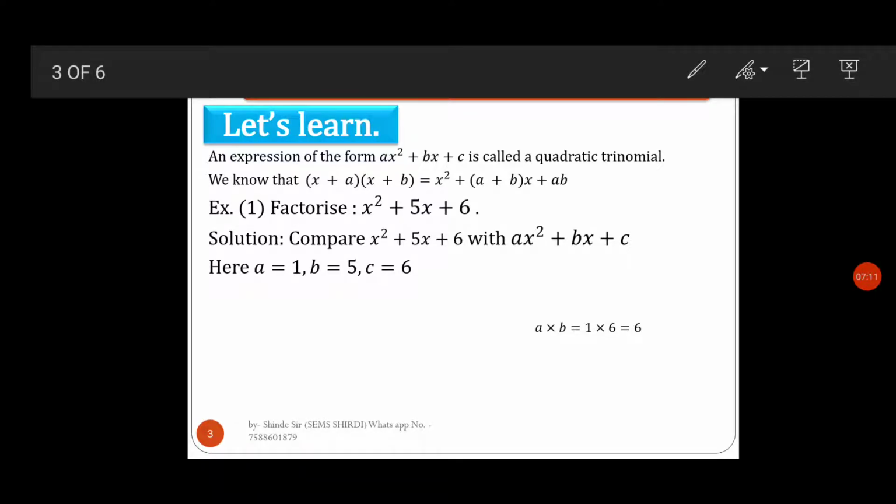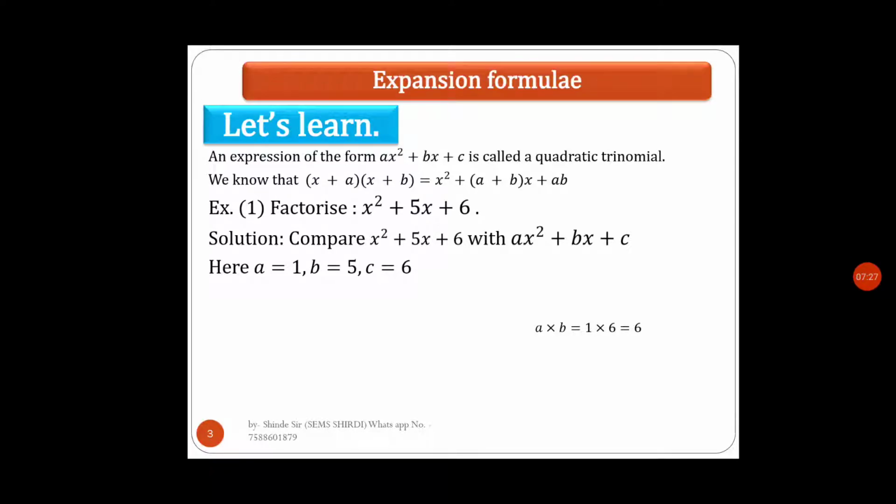How to find out? We know the factors of 6 are 1 into 6 and 2 into 3. Okay, these are the factors. Now if we take 1 plus 6, we get 7, but we require plus 5. If we take 2 plus 3, here we get 5, so these are the required factors. The signs are also important.